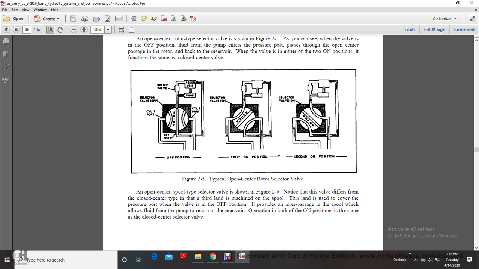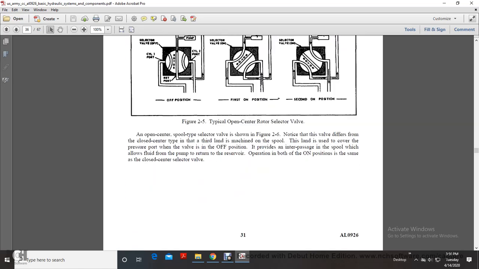Notice the valve differs from the closed center type in a third land machined on the spool. The land is used to cover the pressure port with the valve in the off position, which provides an inner passage in the spool that allows fluid from the pump to return to the reservoir. Operation in both on positions is the same as the closed center selector valve.